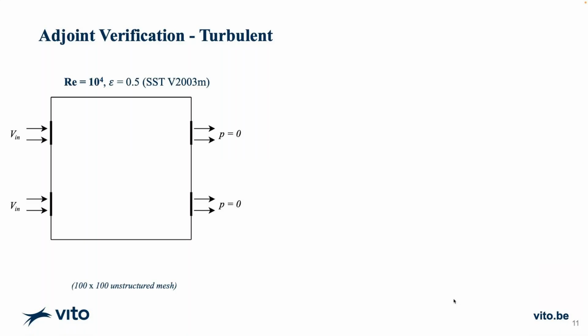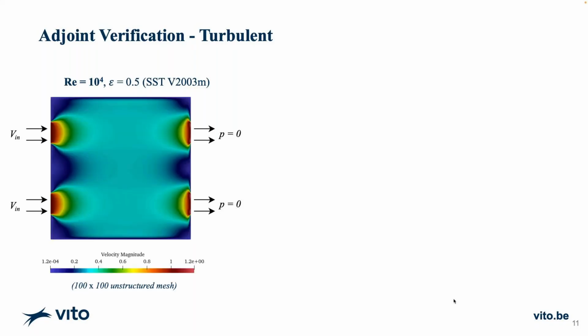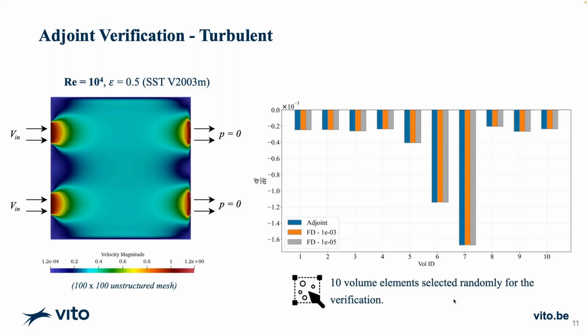So the first step is making sure your adjoint sensitivities work. We consider a simple domain, a well-known problem in topology literature, where you have two inlets and two outlets, and you solve it for a turbulent domain. And this is how the adjoint sensitivities look with respect to the finite difference. We are able to get within 0.1% relative difference, which is good enough for our cases. So that means we are able to get the correct sensitivities.